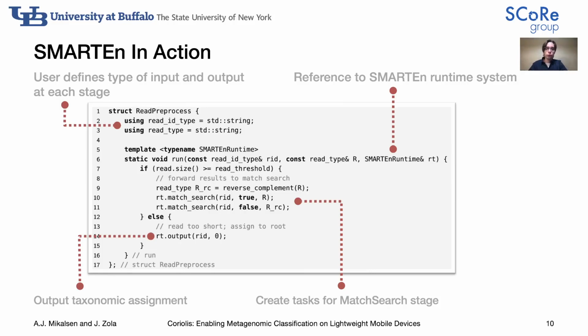This implementation filters out short reads and then creates a match search task for the read and its reverse complement by using the Smarten runtime object. The Smarten runtime object can be used to create tasks for any stage of the workflow, including outputting taxonomic assignments.